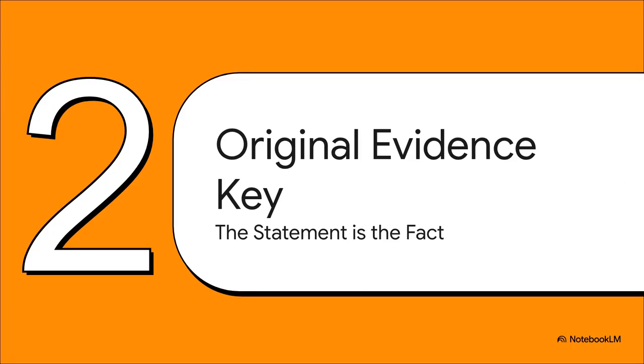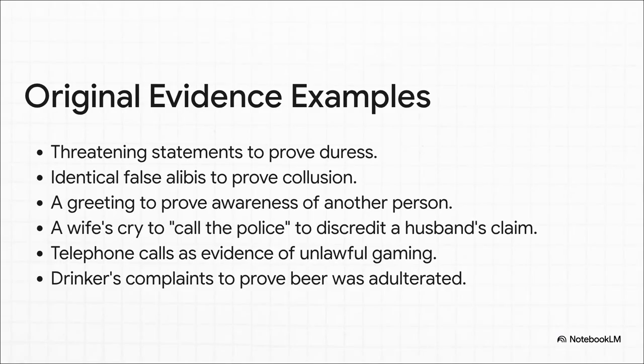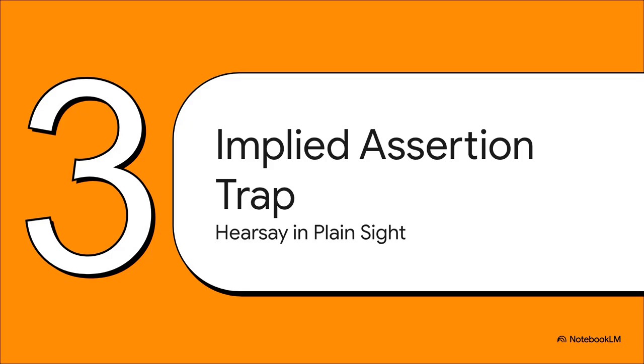So let's drill down into this idea of original evidence. Think of it as the number one escape hatch from a hearsay objection. The concept is actually pretty straightforward. Sometimes, a statement isn't a story about a fact. The statement is the fact that matters. And just look at how broad this principle is. If someone makes a threat, you're not trying to prove they would have carried it out. You're just proving the words were spoken to show their effect on the listener, to prove duress. The false alibis? The point isn't whether the alibis were true. Of course they weren't. The point is that they were identical, which proves collusion. In every single one of these examples, the words themselves have a direct legal relevance, completely separate from whether they're true or not.